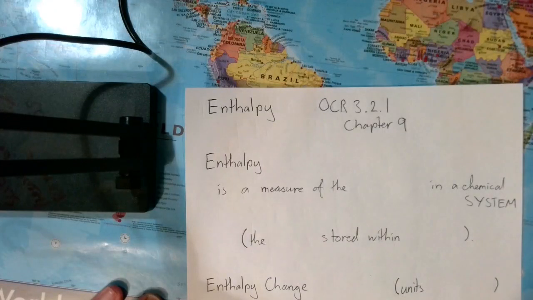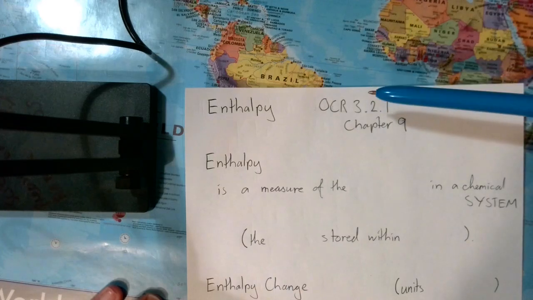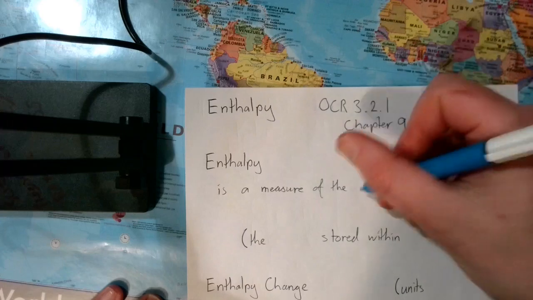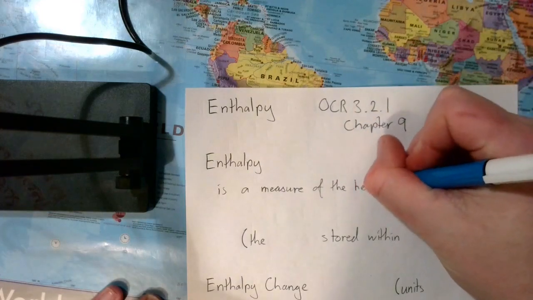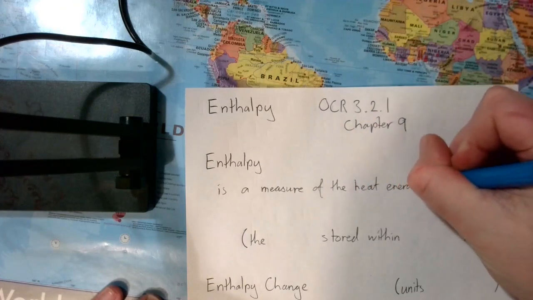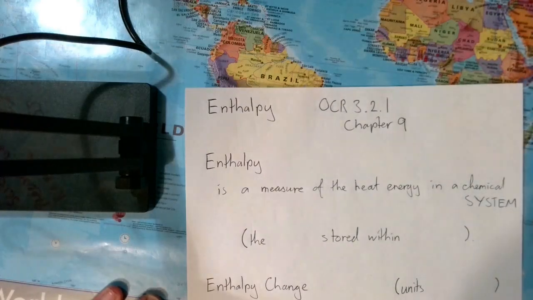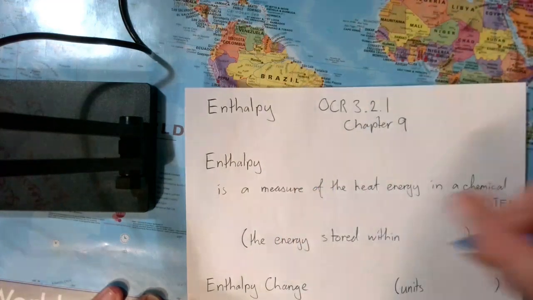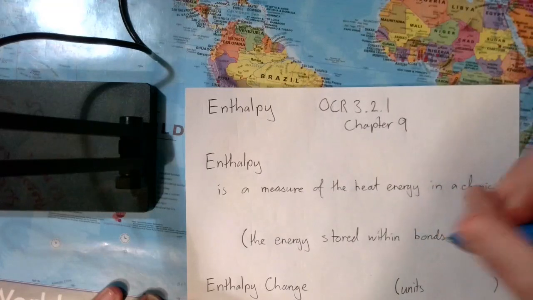Hello, this video is about enthalpy, which is OCR A Level Chemistry 3.2.1 from the specification, or Chapter 9 from the textbook. Enthalpy is a measure of the heat energy in a chemical system. Now that phrase might seem a little bit frightening. It can be more simply thought of as the energy stored within bonds.